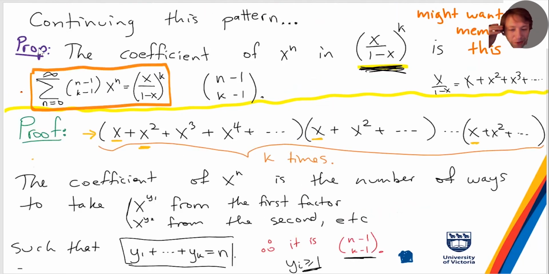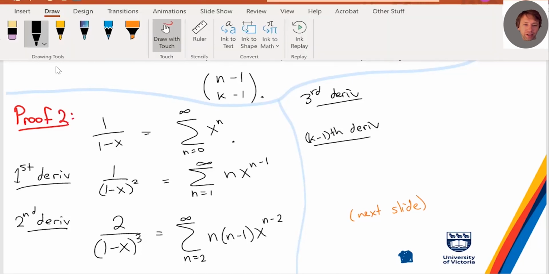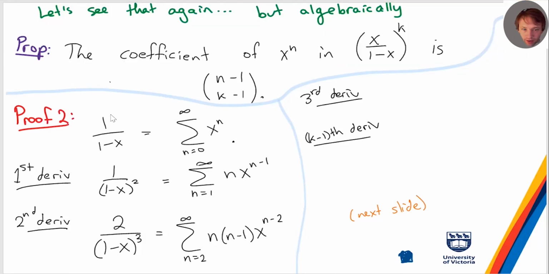Okay, so I understand that maybe people didn't like this proof. It's possible. Let's see another proof, which is more algebraic. I'm going to prove the same thing again, and I'm going to do it using derivatives. I think this is probably a nicer proof. So here's what I'm going to do.